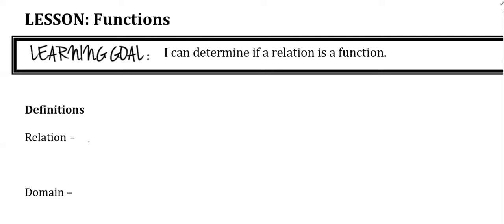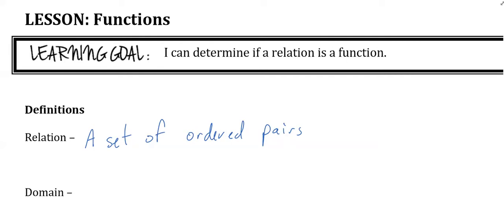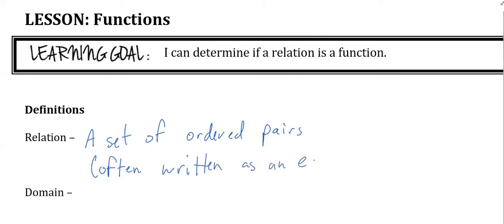A relation is a set of ordered pairs. What do we mean by a set? We just mean a group, like it's literally just, you've got a bunch of them and you're considering them all at the same time together for something. This is often written as an equation.